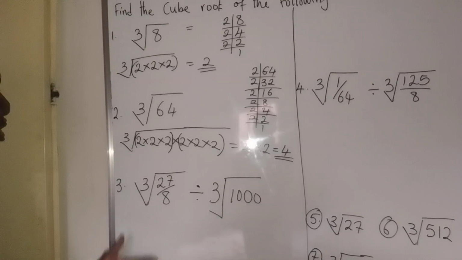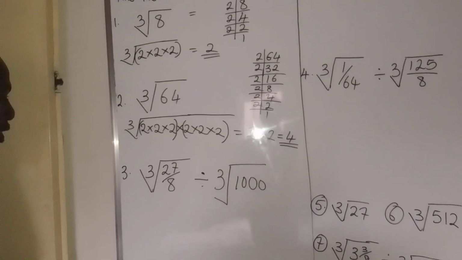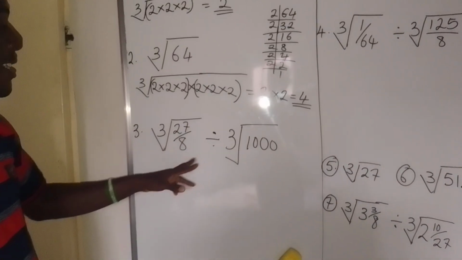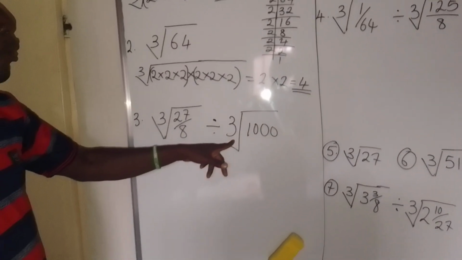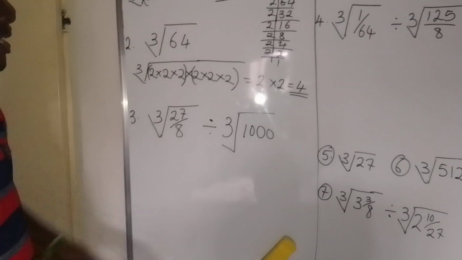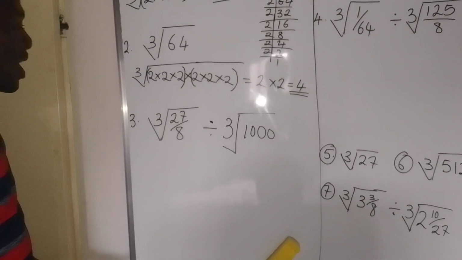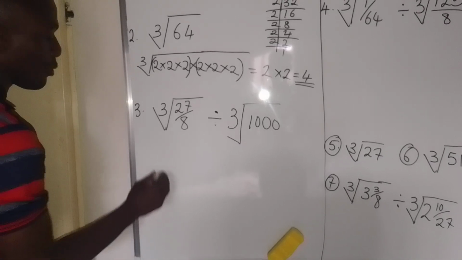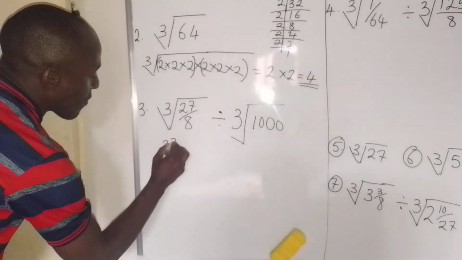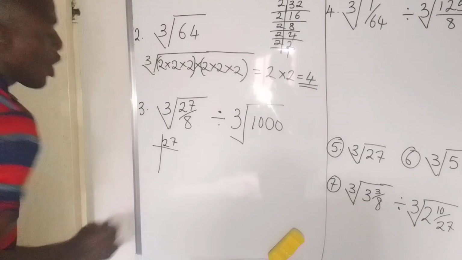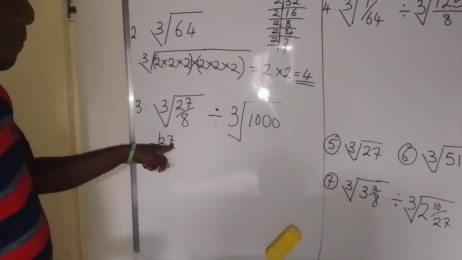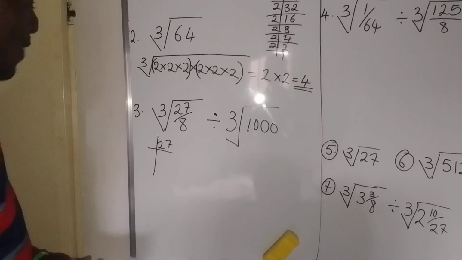Now let's try another interesting question, number 3, which says the cube root of 27 over 8 divided by cube root of 1000. Now let's quickly do this. Remember your 27, you're dividing your 27. We have our 27 first. Now 2 cannot divide 27 because the last digit is not an even number. So 2 cannot divide it.